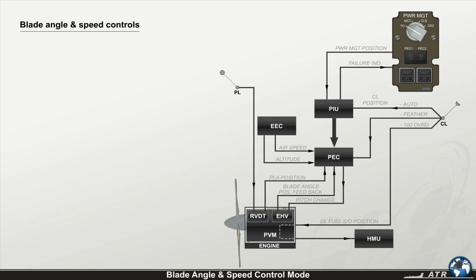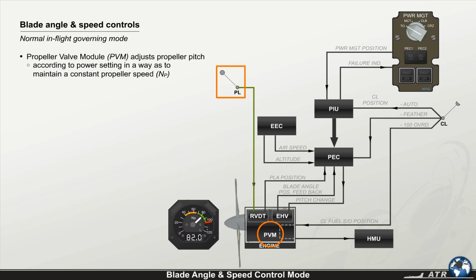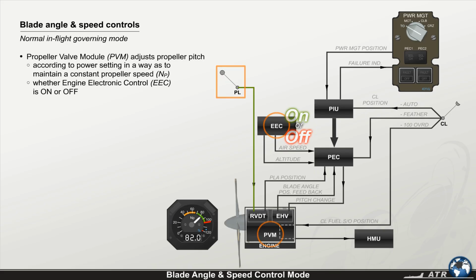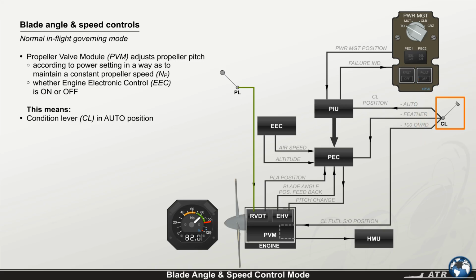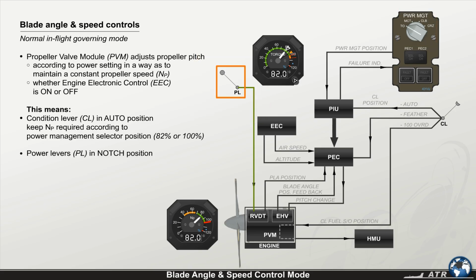Blade angle and speed controls. This is the normal in-flight governing mode. The PVM adjusts the propeller pitch according to the power setting in such a way as to maintain a constant propeller speed in P, whether the EEC is on or off. This means the condition levers in auto position keep the NP required according to the power management selector position, 82% or 100%. And the power levers in the notch position maintain the maximum available torque for the given NP.